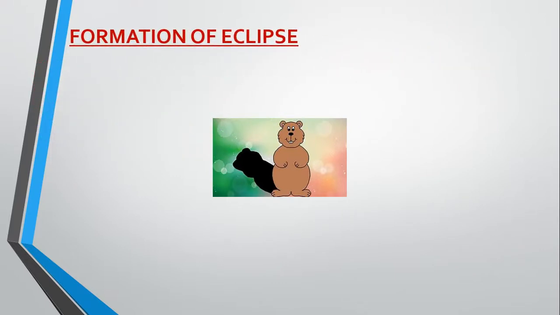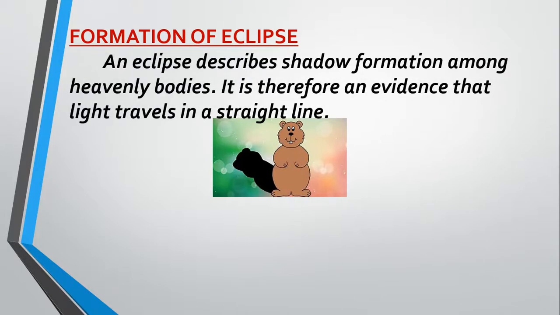Now let's get some background information on the formation of eclipse. We are saying that an eclipse describes shadow formation among heavenly bodies, or celestial bodies, or bodies in space. It is therefore an evidence that light travels in a straight line. Now let's proceed.